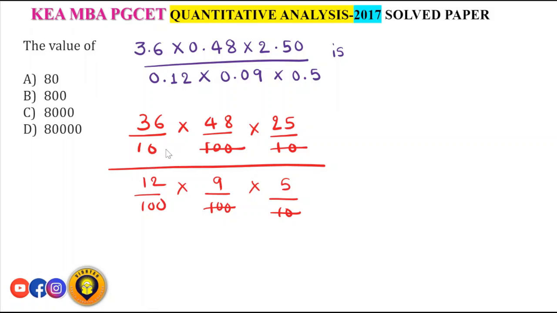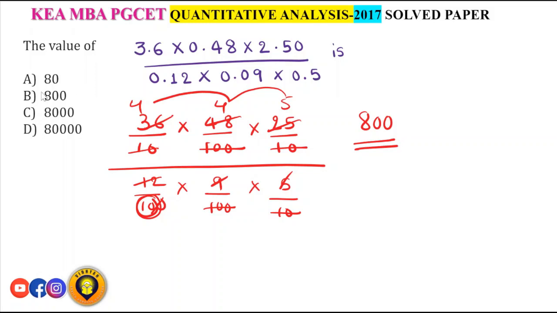Then the 10 ones are 10, and the zeros will get cancelled. 12 ones are 12, 12 fours are 48; 9 ones are 9, 9 fours are 36; 5 ones are 5, 5 fives are 25, 5 fours are 20, 20 fours are 80. 80 into 10, with 10 remaining. 80 into 10 is how much? 800. So the answer is option B, 800.